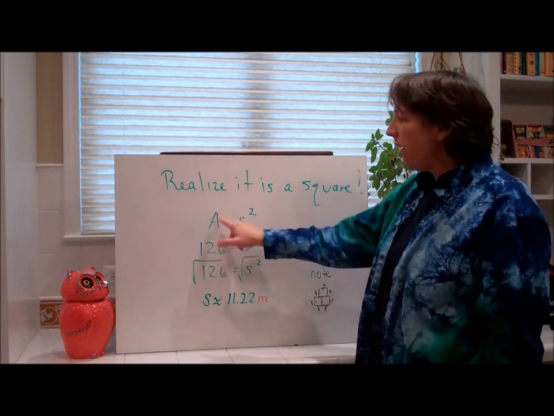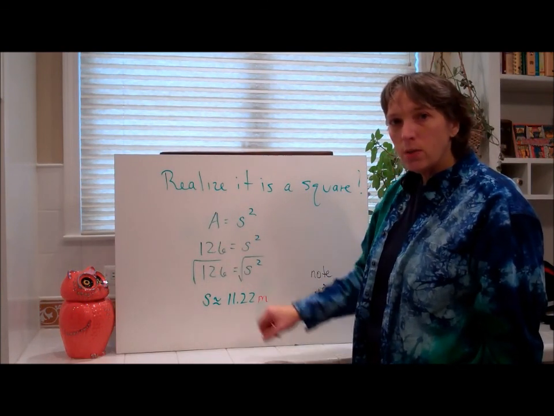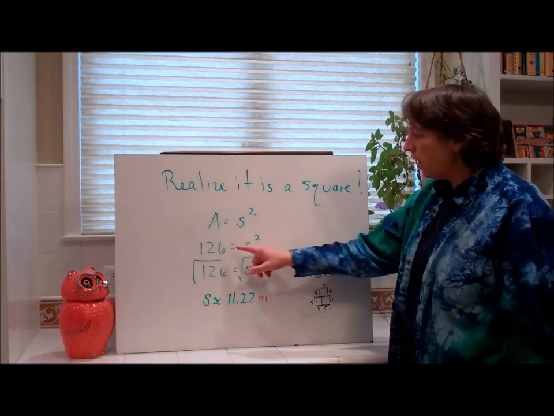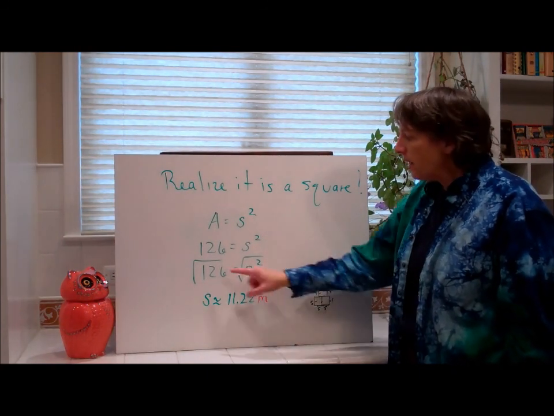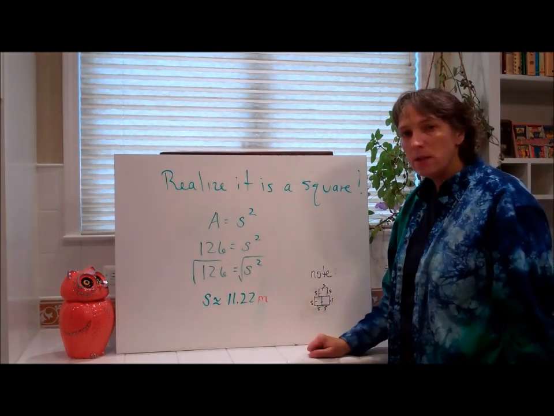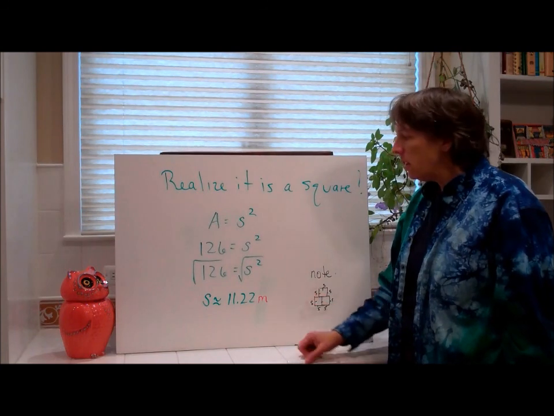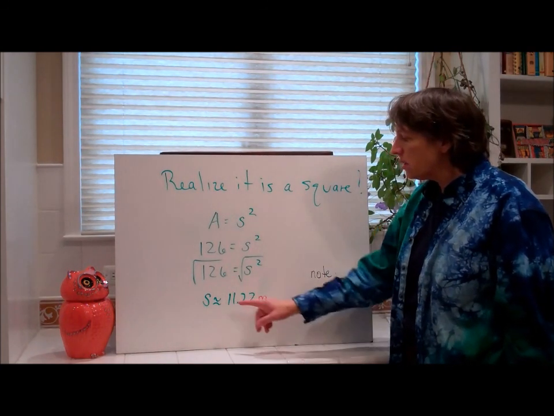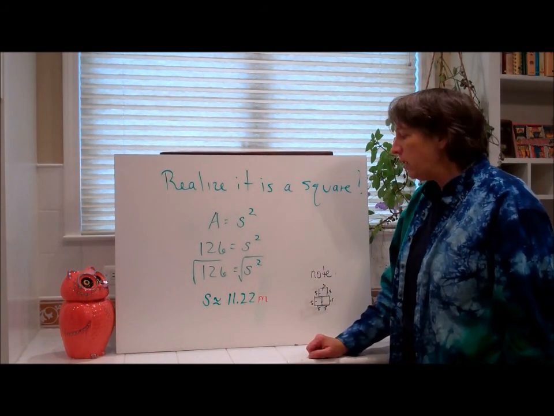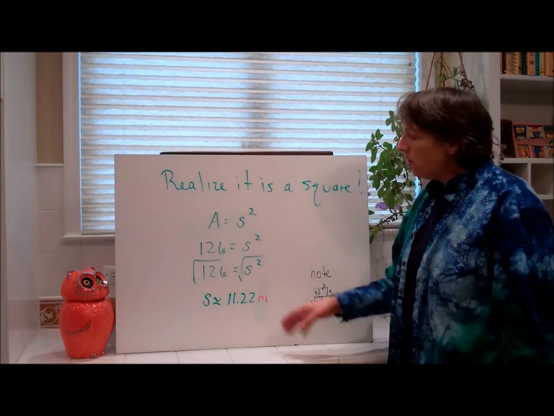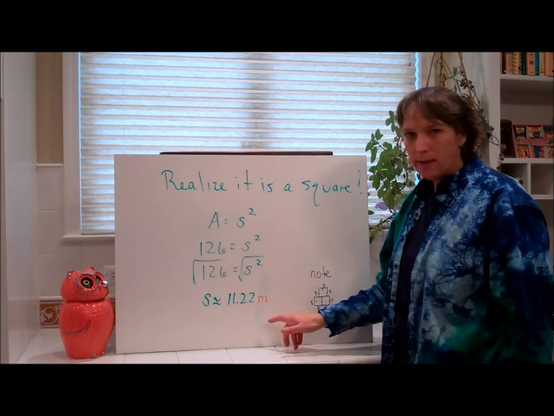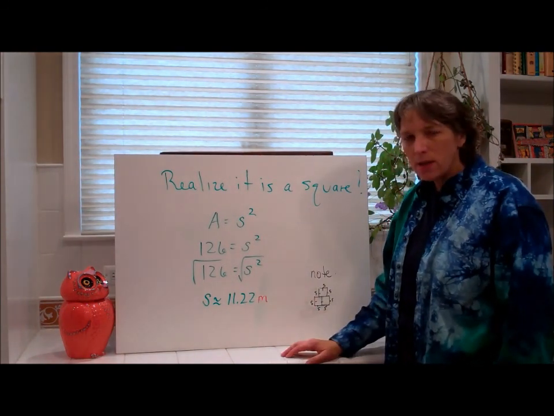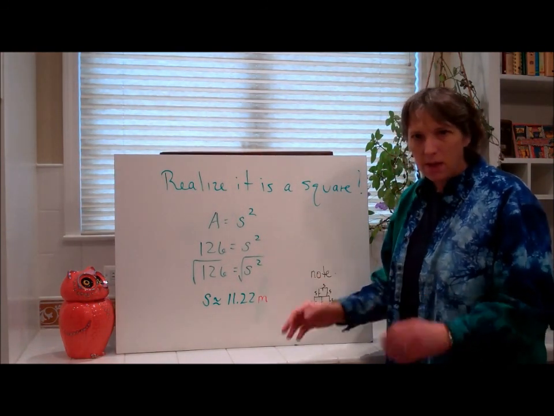So I plug in for area. I know area is 126 meters squared. And then I say equals s squared. I just plug it in. I take the square root of both sides. The square root of s squared is s. And the square root of 126 is about 11.22 meters. Now, you could have written it 11.22 meters is about s. I just switched it around. It doesn't matter. It's the same thing.